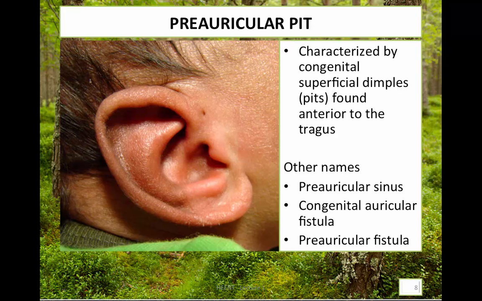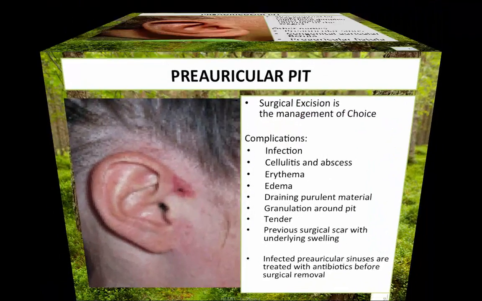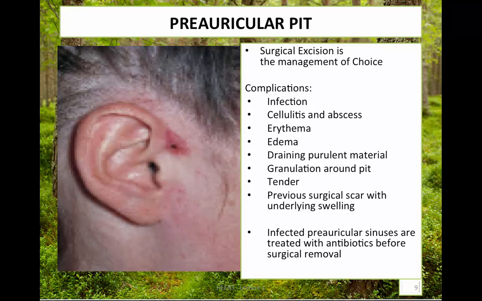Preauricular pits are characterized by congenital superficial dimples or pits found anterior to the tragus. Other names include preauricular sinus, congenital auricular fistula, and preauricular fistula. A preauricular pit occurs as a result of faulty fusion in the development of the ear. It does not close by itself, therefore surgical excision is the management of choice.